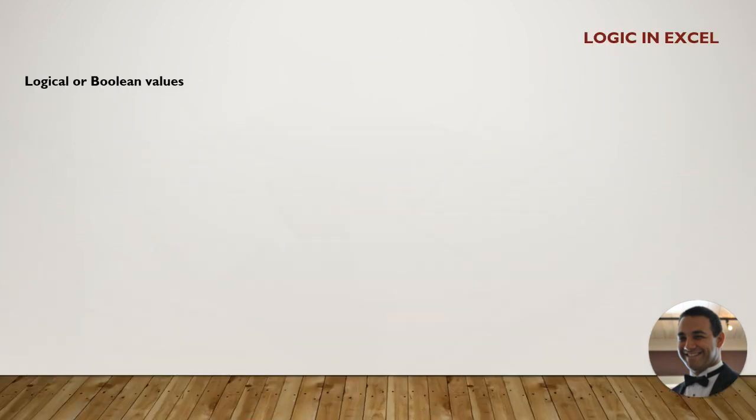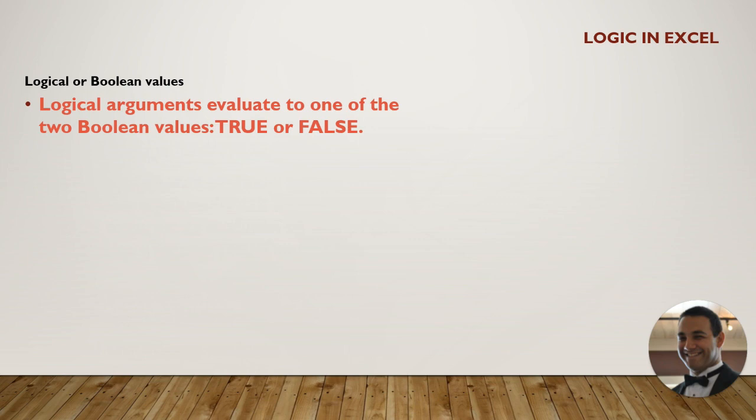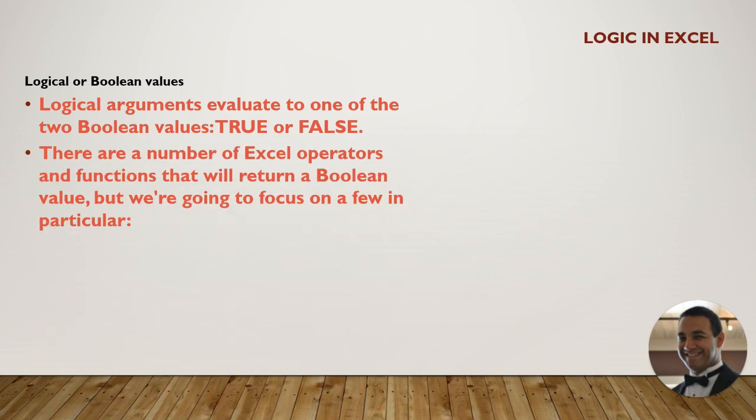A few lessons back, we learned some logic functions, but before we can dive into conditional formatting, we need to learn a couple more basics. Now, logical arguments evaluate to one of 2 Boolean values, either true or false. There are a number of Excel operators and functions that will return a Boolean value, but we're going to focus on a few in particular: the equals operator, greater than, less than, does not equal, and the EXACT function.